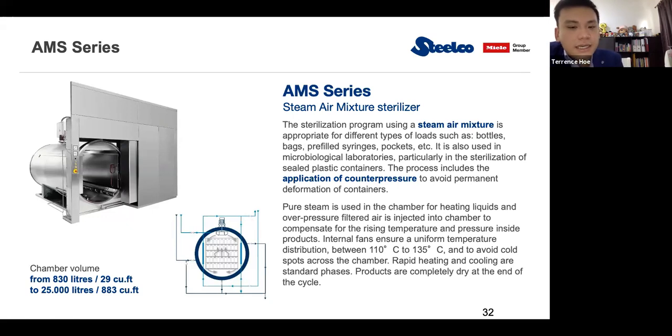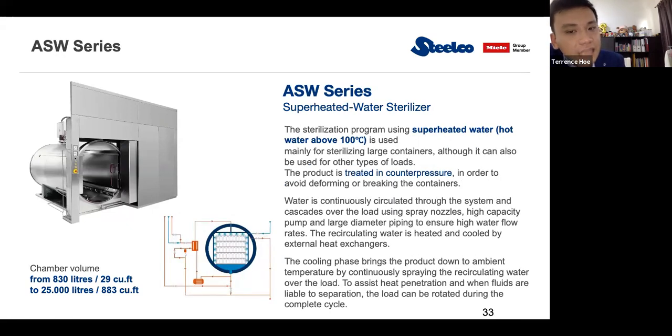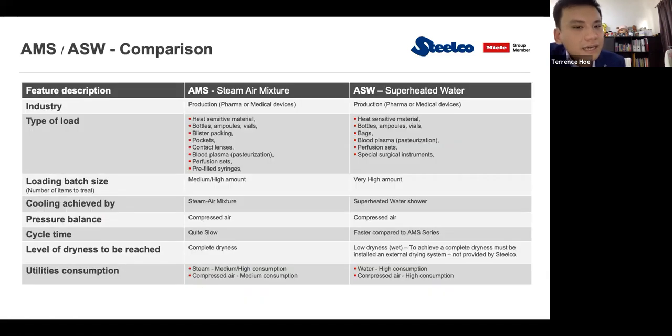And also there is another type called superheated water sterilizer in the GMP area. It's using hot water above 100 degrees Celsius. This is for large batches of finished good products. Here are some of the differences, or examples of what these systems are used to treat.